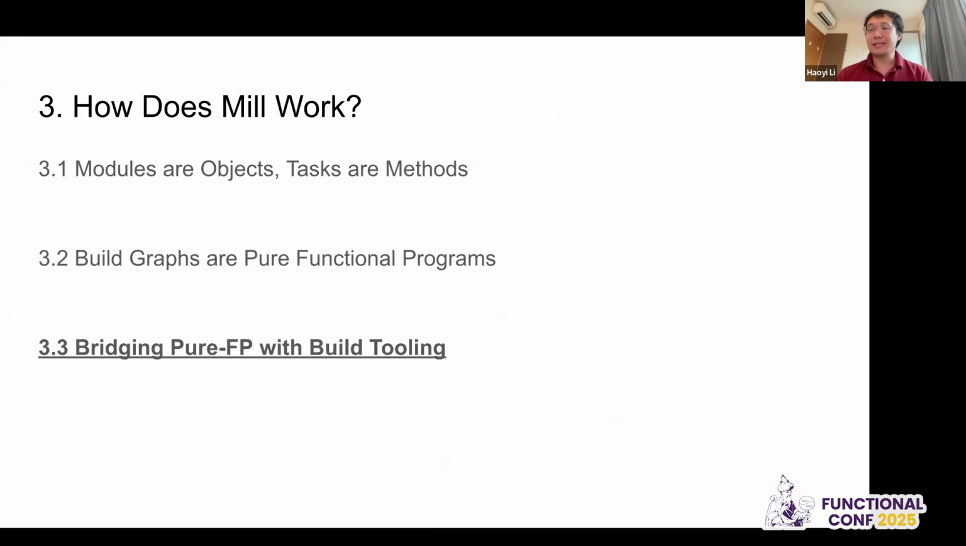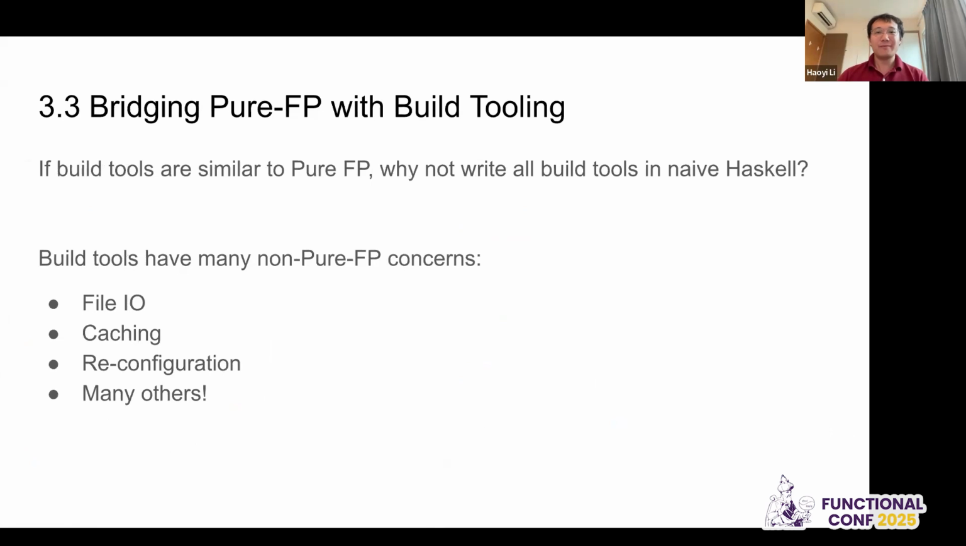The last interesting thing to discuss here is bridging pure functional programming with build tooling. So, if build tools are so similar to pure functional programming and we benefit so much from pure FP, why aren't they all written in Haskell? The answer is that build tools have many non-pure FP concerns that they have to deal with, that your naive pure functional programs don't deal with.